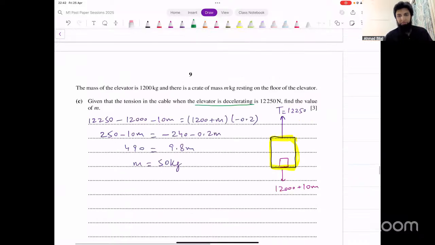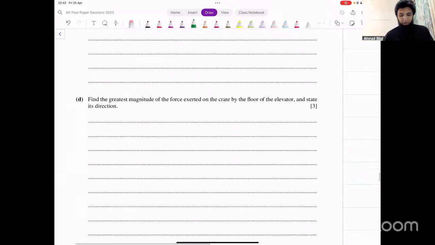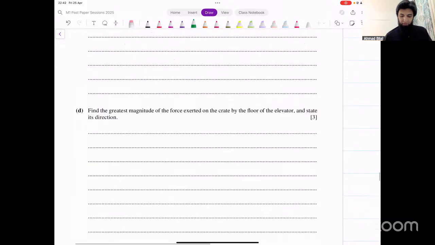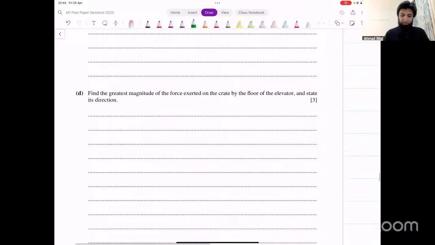Does that make sense? Okay, let's move on. Now it says, find the greatest magnitude of the force exerted on the crate by the floor of the elevator and state its direction.